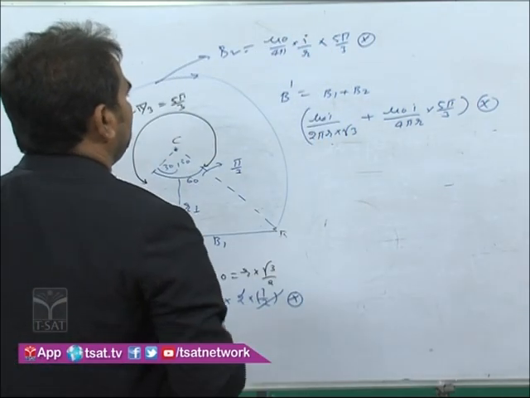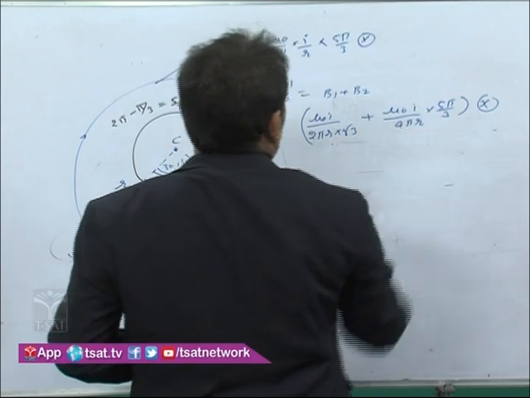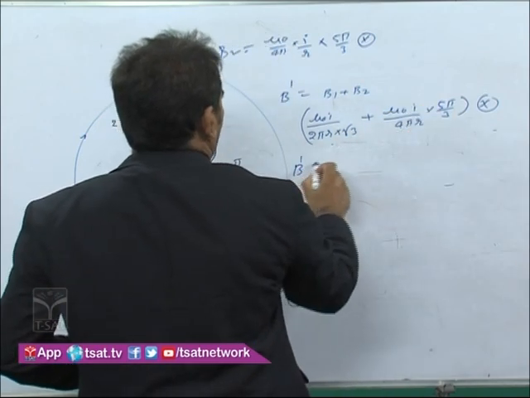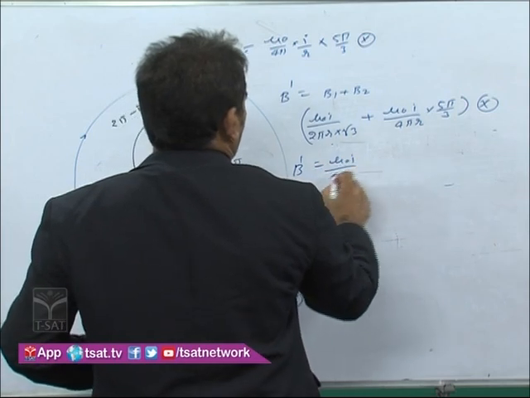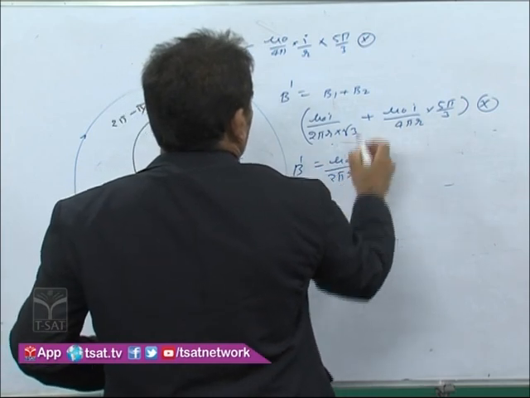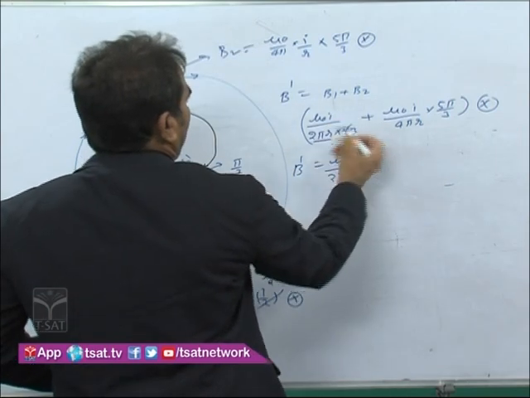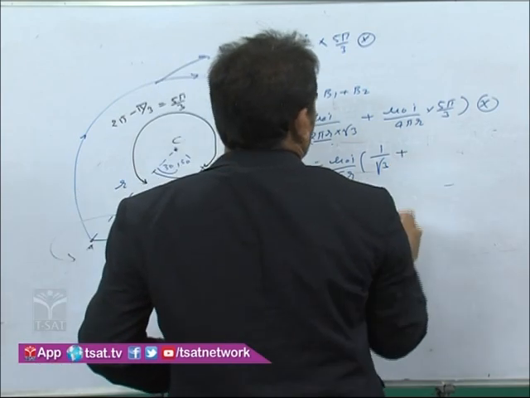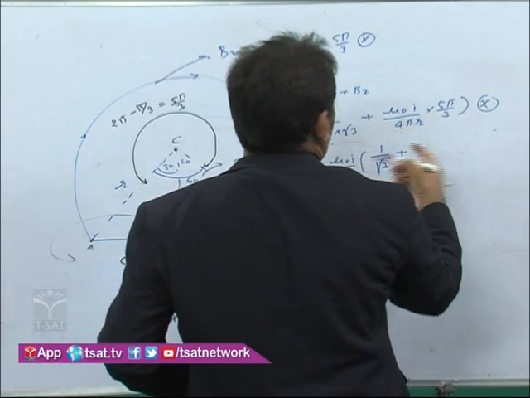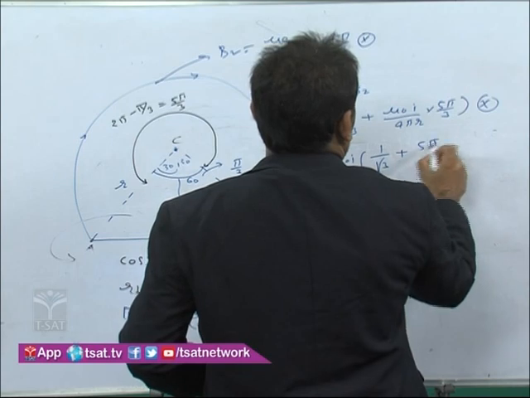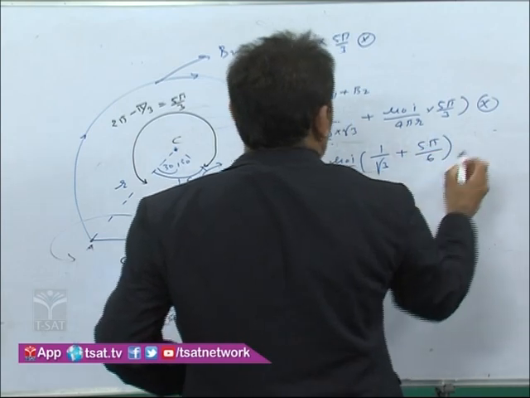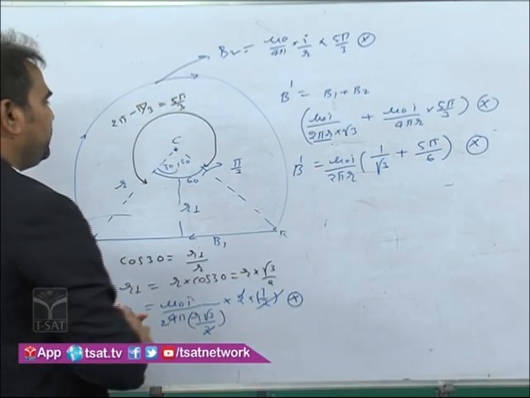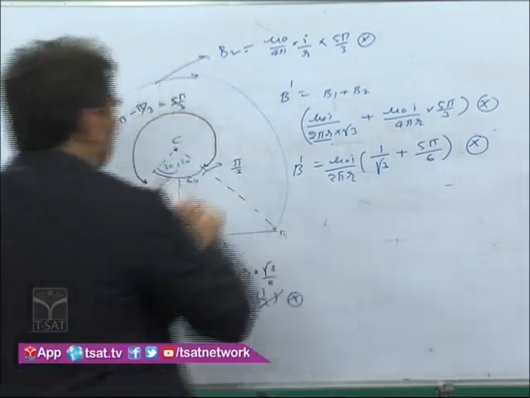From these two terms it is very clear that mu naught I upon 2 pi r is common. So, from these two terms we should take common mu naught I upon 2 pi r. I have taken it common here, 1 by root 3 plus 5 pi by 6. The net direction of the magnetic field acts in the downward direction. So, this is the final answer of this problem.